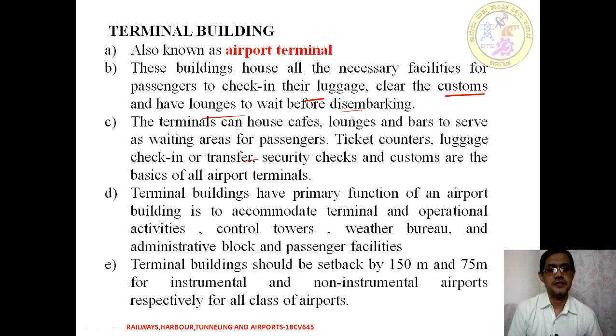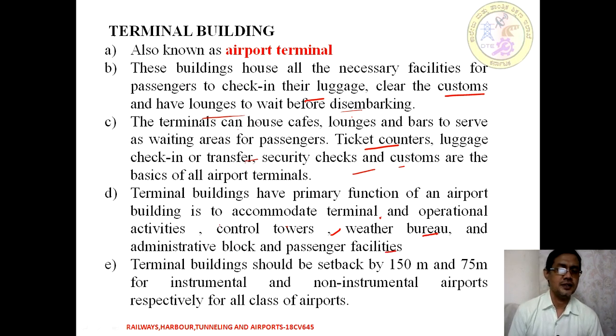Apart from that, we have ticketing counters, security check, and customs, which are required. Apart from these primary functions, we also have accommodation for terminal operations activity, control towers, weather stations or weather bureau, passenger facilities, administrative blocks, etc.